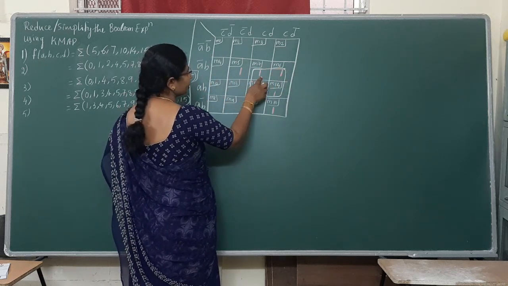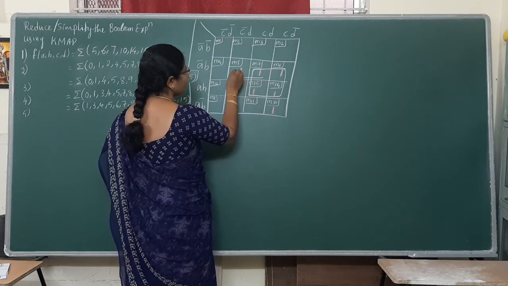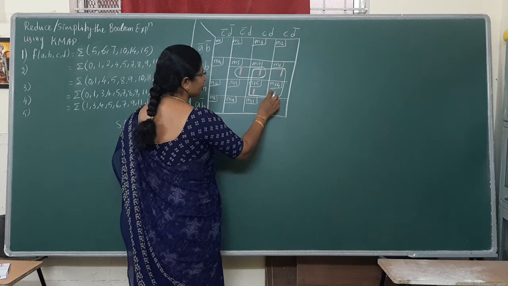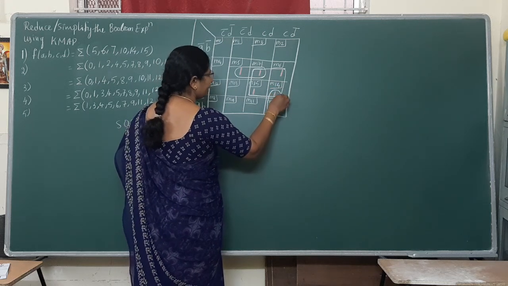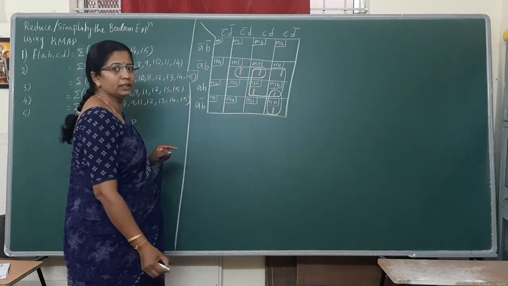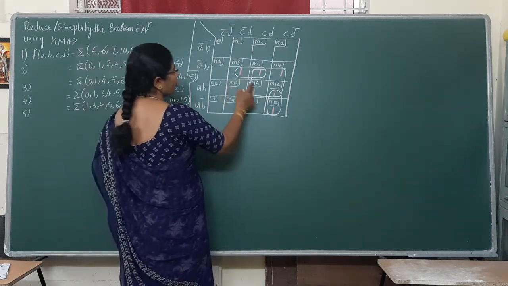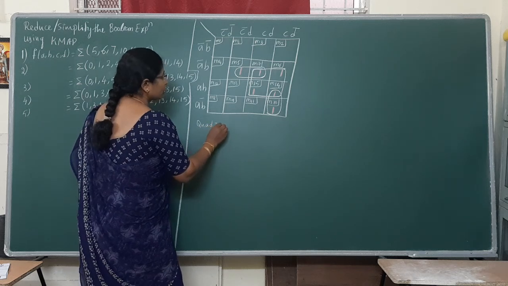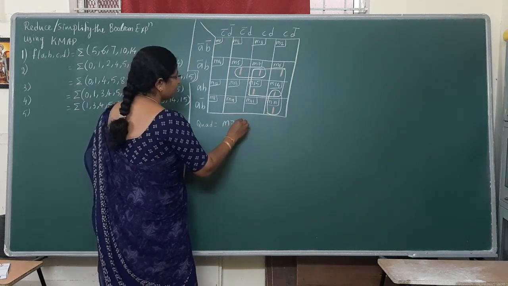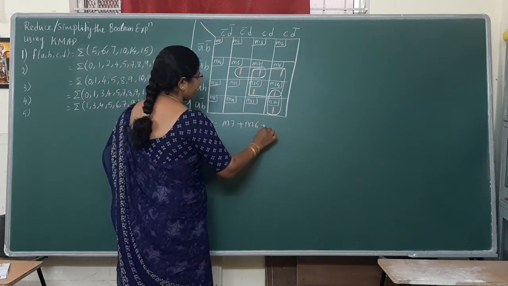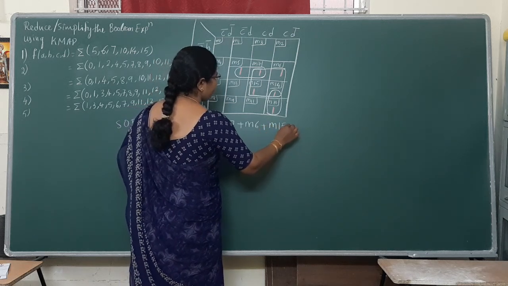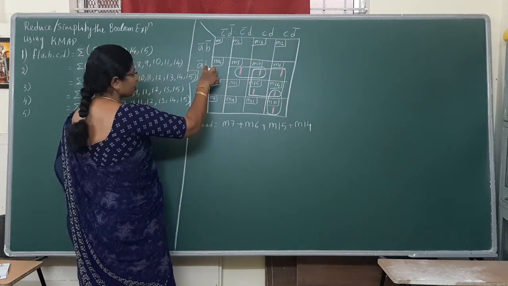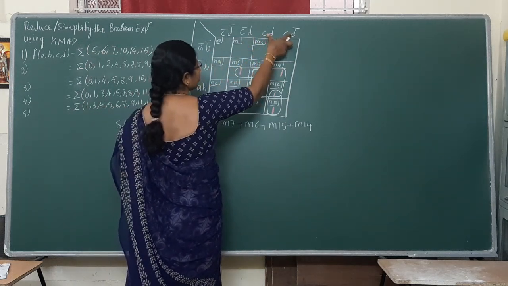Then, this is adjacent to 7, so we will get one pair here. Then here 10 is adjacent to 14, we will get another pair over here. Okay? So we got 2 pairs with one quad. What is a quad? A quad is a group of M7, M6, M15, M14.